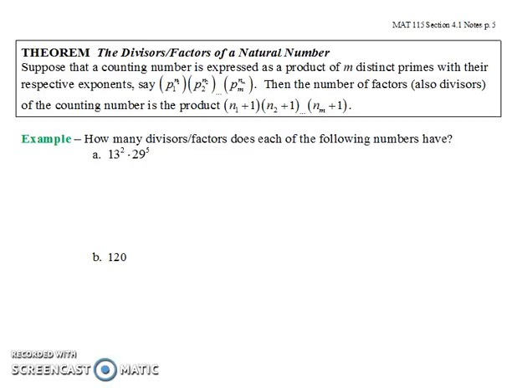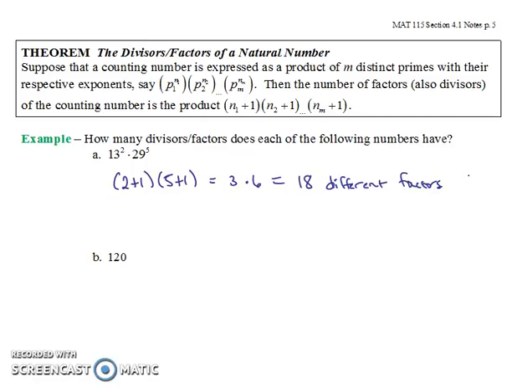So how many divisors, factors, does each of the following numbers have? This is a number whose prime factorization is 13 squared times 29 to the 5th power. So the number of factors is going to be 2 plus 1 times 5 plus 1. The quantity 2 plus 1 times the quantity 5 plus 1. So there are 3 times 6. If you listed them all out, this number would have 18 different factors. And you could list them out if you wanted to, but there they are, 18 of them.